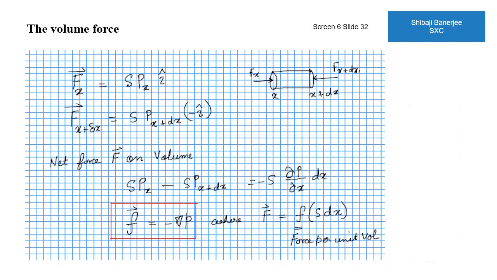Whenever the pressure differs between the two faces of a volume element in a fluid, a net force acts on the volume element in the direction opposite to that of the pressure gradient. The force per unit volume of the parcel equals the gradient of the pressure field in the medium. This can be easily seen by considering the situation shown in the slide.